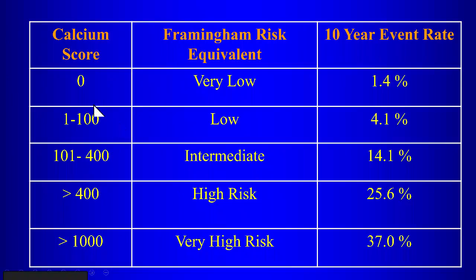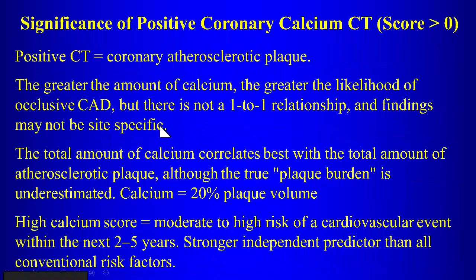What's important about the numbers itself? So a calcium score of 0, excellent, right? That is great. So the 10-year event rate is extremely low. It's positive even if your calcium score is 1, right? That's a positive study, even if your calcium score is 1. But the risk is still low, 4%. Intermediate between 101 and 400, greater than 400 is high risk, and of course greater than 1,000 is very high risk. Okay? So that's what you need to know about the actual numbers themselves and the risk categorization.